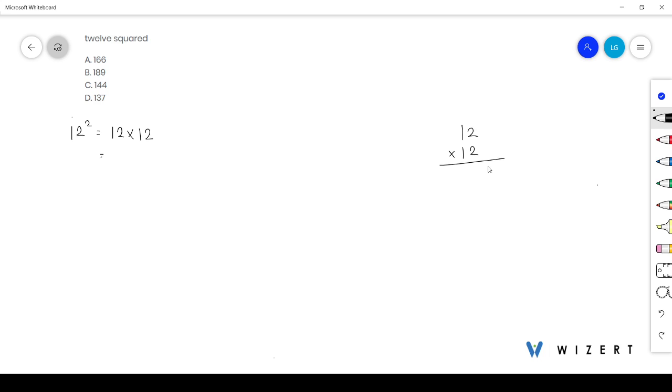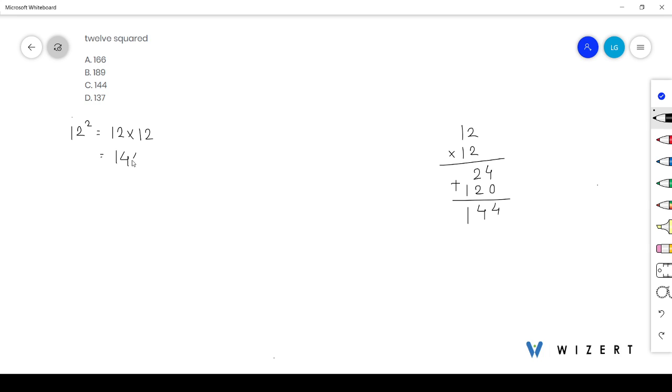2 2s are 4. 2 1s are 2. Add 0 to the units place. 1, any number multiplied with 1 is that number itself. So it will be 12 again. Add these two values. So 4 plus 0 is 4. 2 plus 2 is 4. And this 1 as it is.